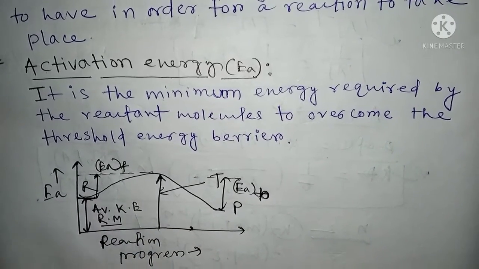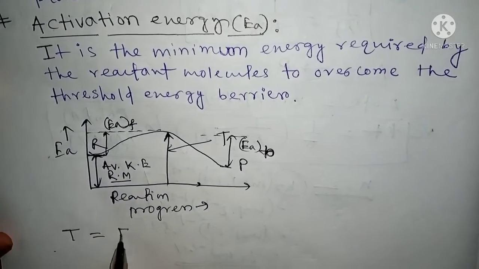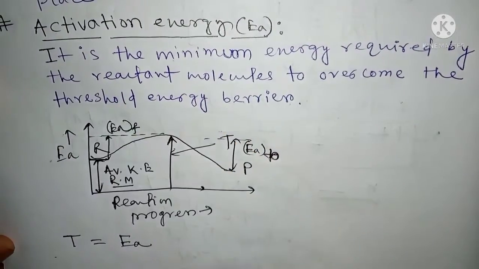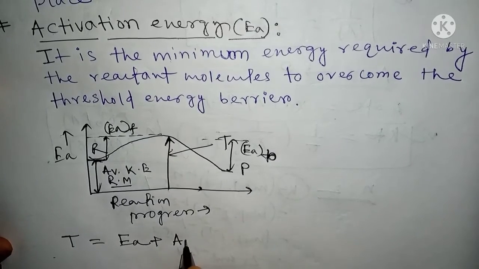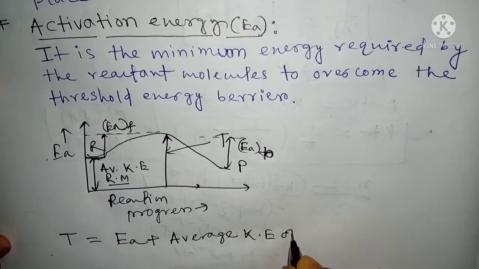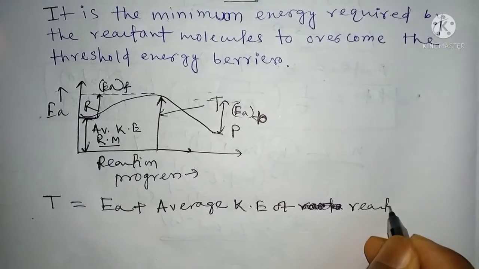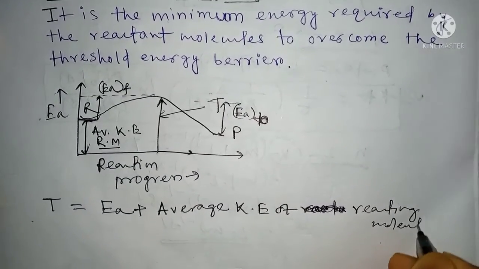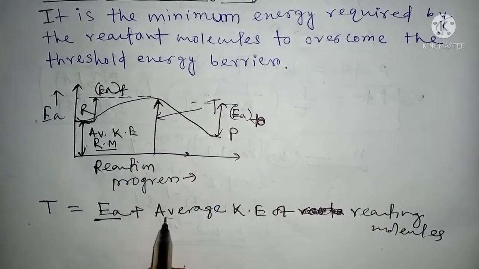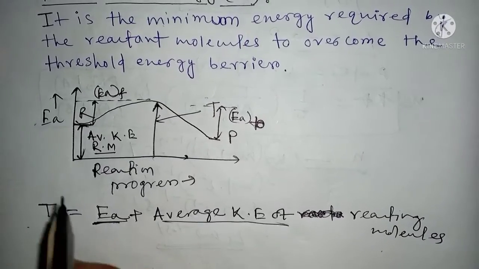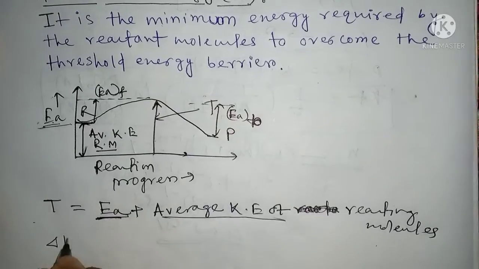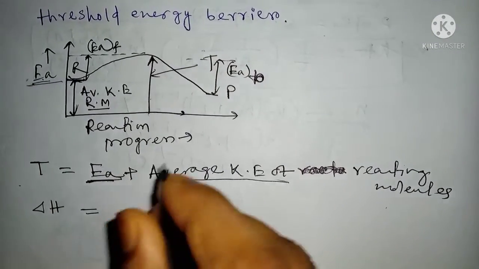Now the relation: threshold energy is equal to activation energy plus the average kinetic energy of the reacting molecules. So threshold energy equals average kinetic energy plus activation energy. So this is the graph, and for the relation of delta H, this is the delta H.